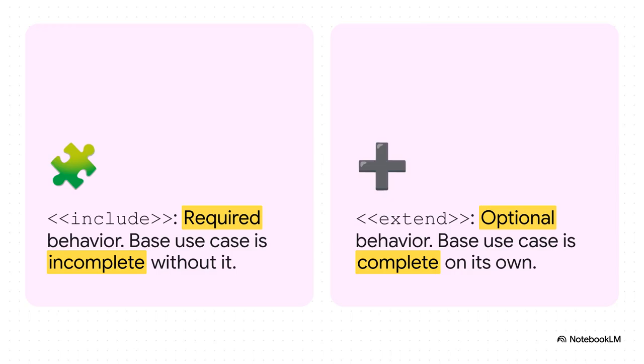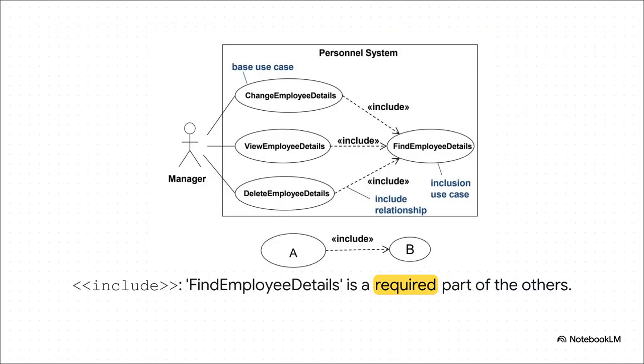Let's look at some examples. Okay, here's a perfect example of include. Think about it. Can you change employee details without first finding that employee? No. Can you view them? No. Can you delete them? No. You must first find the employee details. Because that step is mandatory and it's shared by all three of these other use cases, we extract it into its own Find Employee Details use case. It's required, reused functionality. And look at the arrow. It's a dashed line pointing from the base case to the piece that's being included.